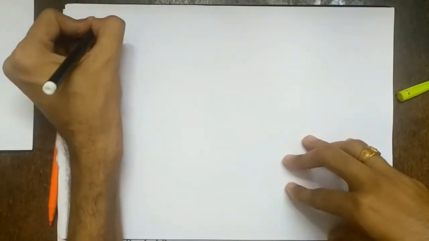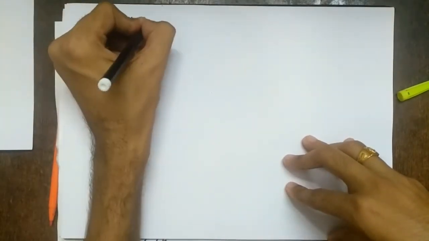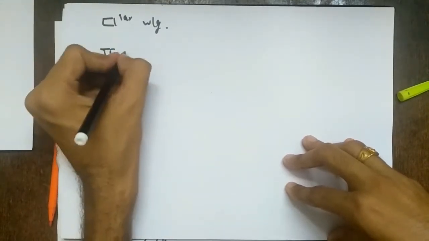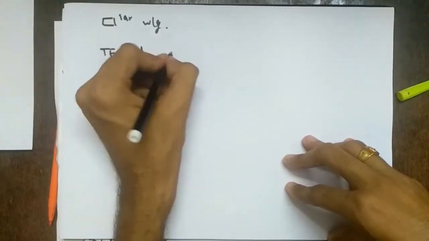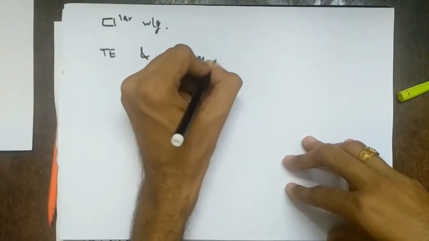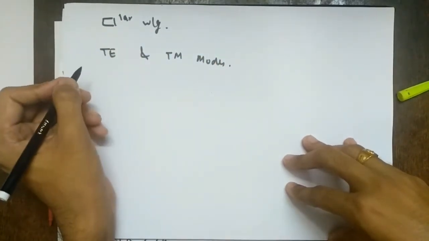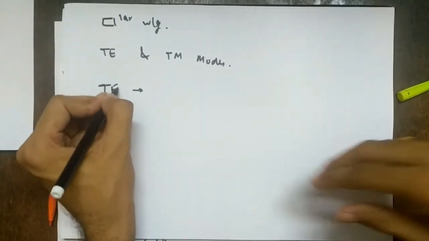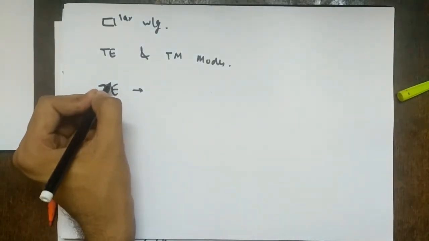And before that, we saw a very important topic, which is the rectangular waveguide. So I'll just revise that because that is the heart of this lecture. So we had TE and TM modes in a rectangular waveguide, right? So what was TE mode? Transverse electric mode, meaning the electric field is transverse to the direction of propagation, right?